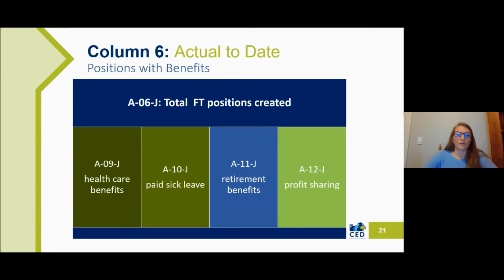So some of those characteristics will be about benefits. These are the 4 benefit questions that the PPR asks you to report on for low income jobs: health benefits, sick leave, retirement, and profit sharing. All of these, again, are a subset of the total full-time jobs created. So the number cannot be higher than the total number of positions that you've created in AO6J.